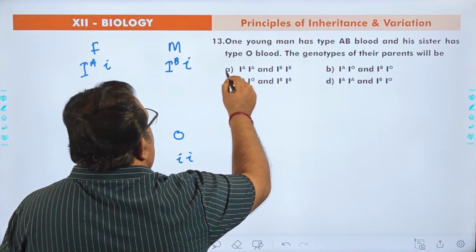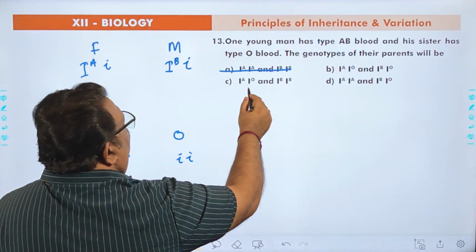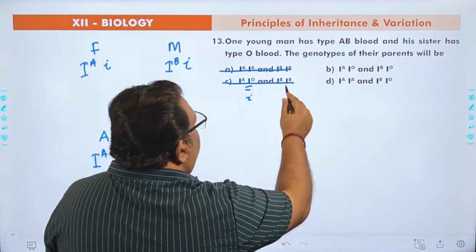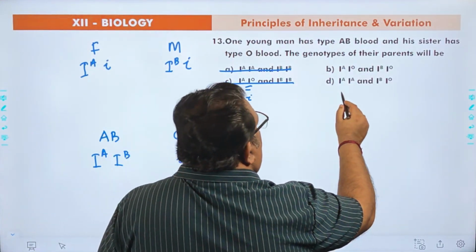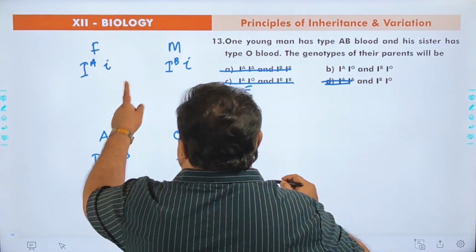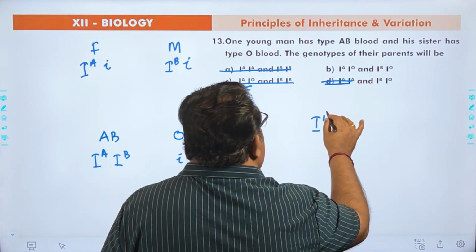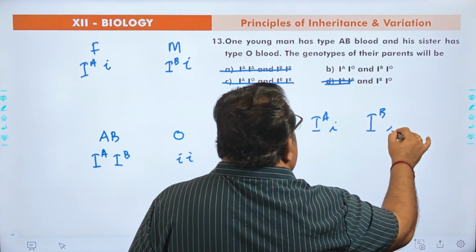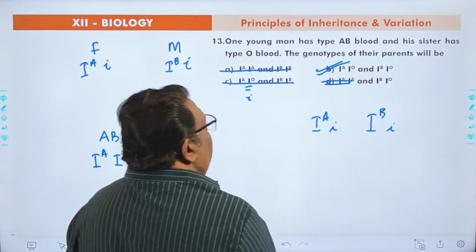IA and IB not possible. IO means small i is not possible. IB is not possible. IA is not possible. IAIO and IBIO. IAIO means IA small i. IBIO is IB small i. This is possible. So answer is B.